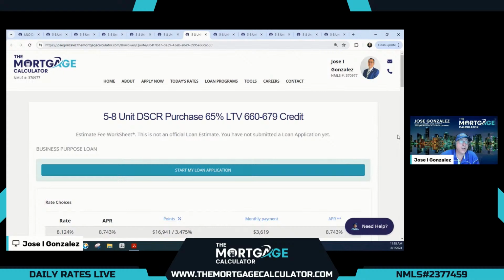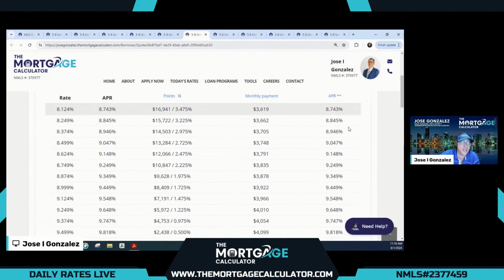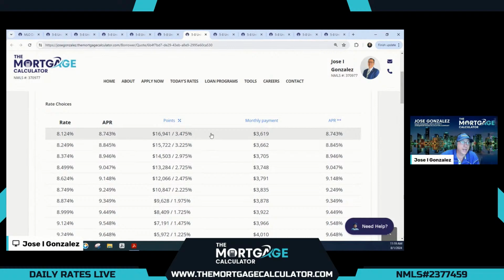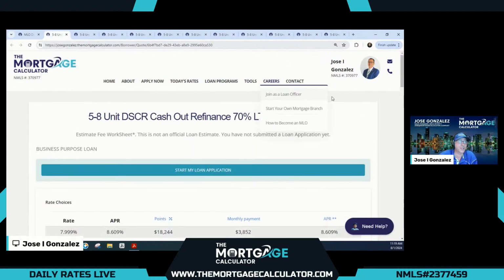And now our lowest credit score for this particular hybrid option, because we do have our commercial option that goes down to a 650 credit score at a 75% LTV, but at a much higher rate. Now this option here is 65% LTV with a 660 to a 679. Still good rates. 9.749 is at par. That's a very good rate. And you can buy that down to 8.124 at a cost of 3.475.